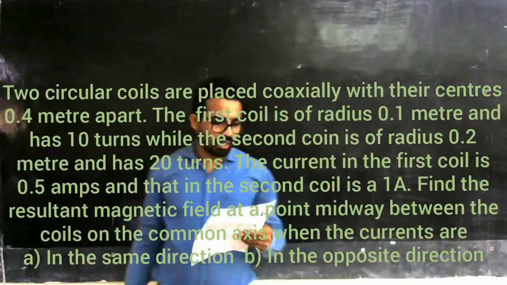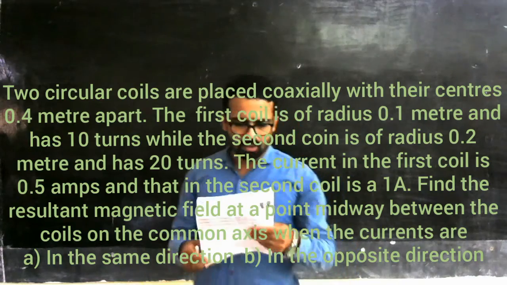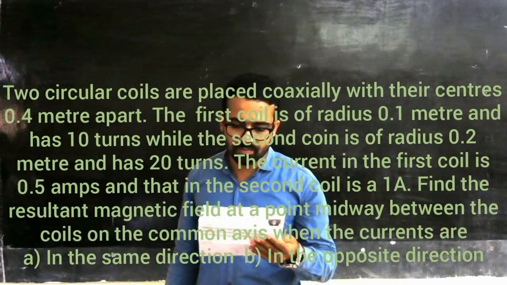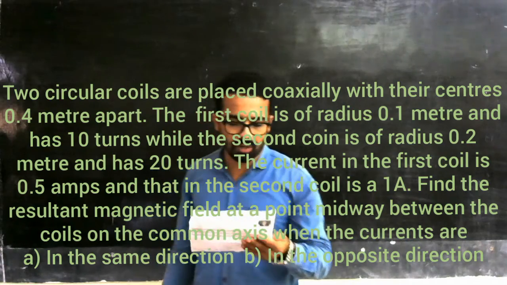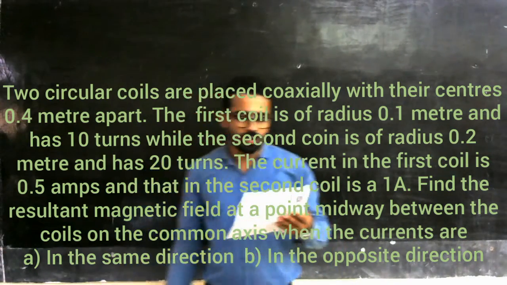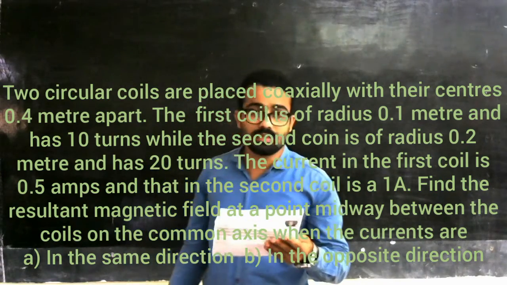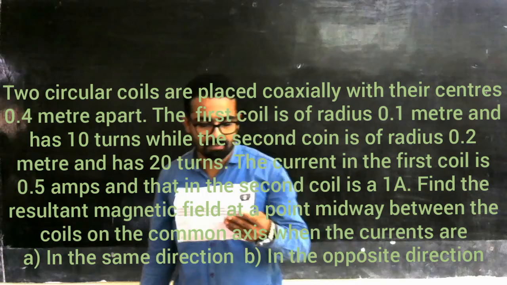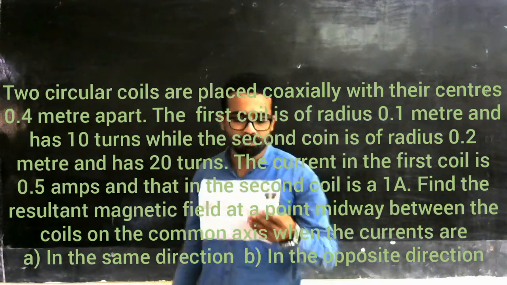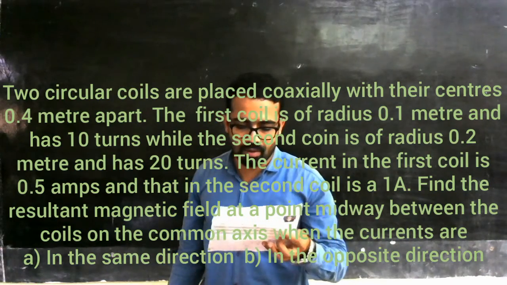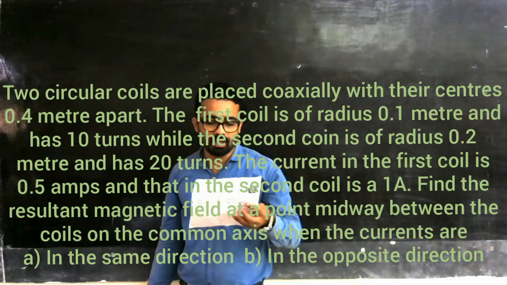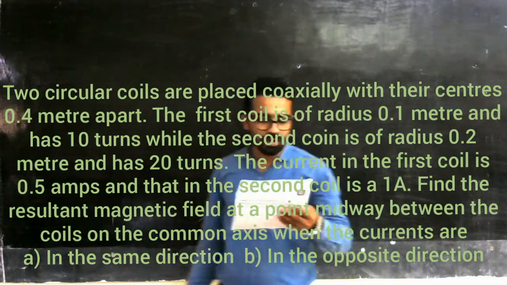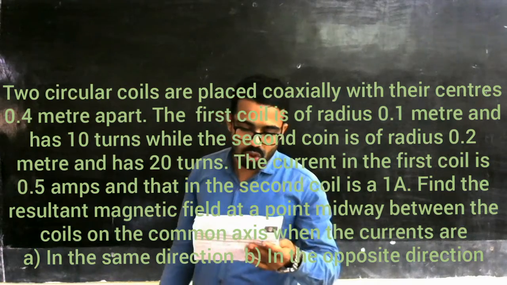So now we are moving to the second question. Let me read the question. Two circular coils are placed coaxially with their centers 0.4 meter apart. The first coil is of radius 0.1 meter and has 10 turns, while the second coil is of radius 0.2 meter and has 20 turns. The current in the first coil is 0.5 amps and that in the second coil is 1 amp. Find the resultant magnitude of magnetic field at a point midway between the coils on the common axis when the currents are in the same direction and when the second one is in the opposite direction. So this is the question.